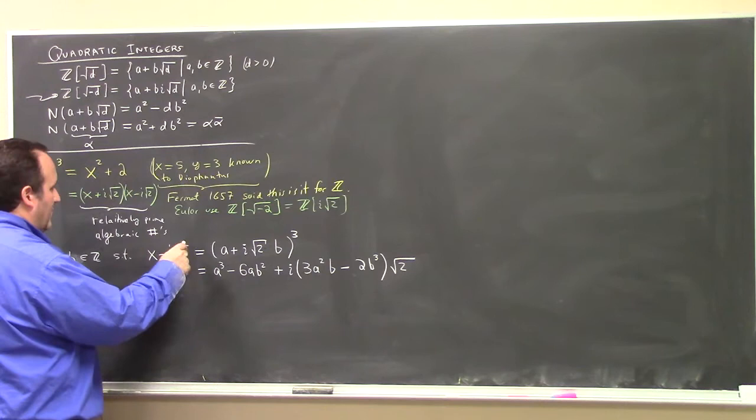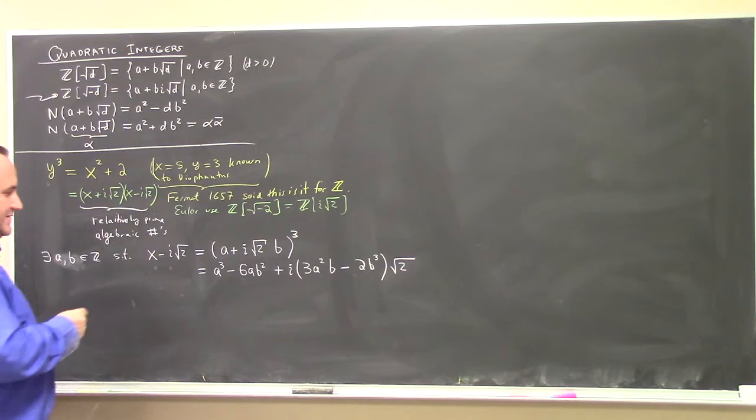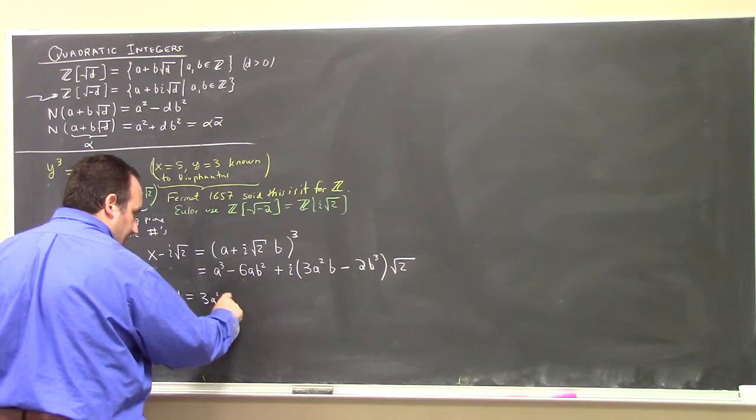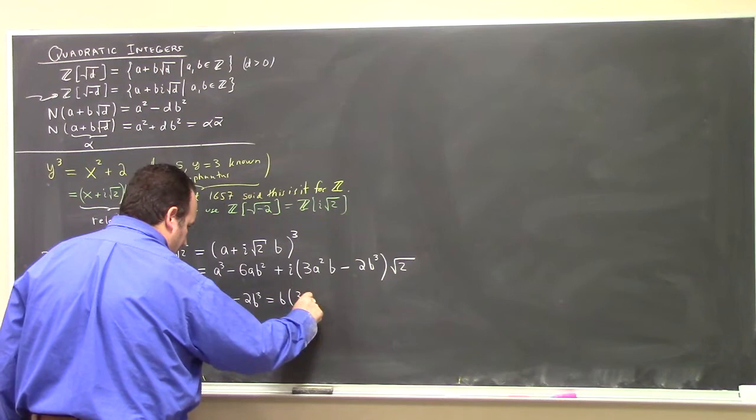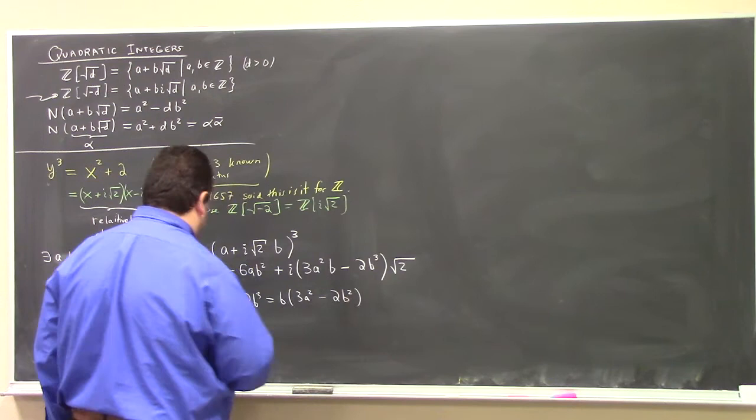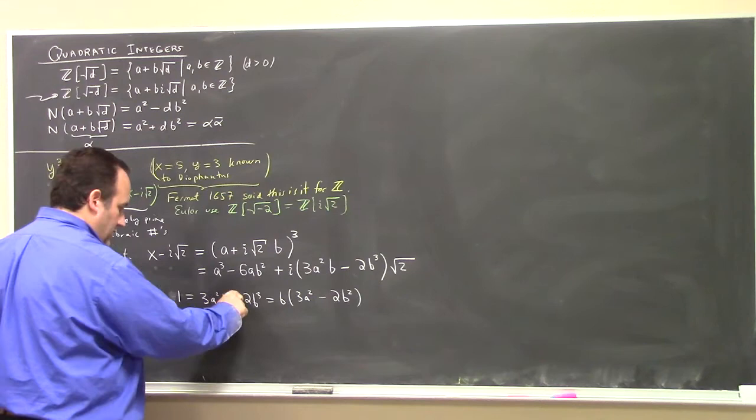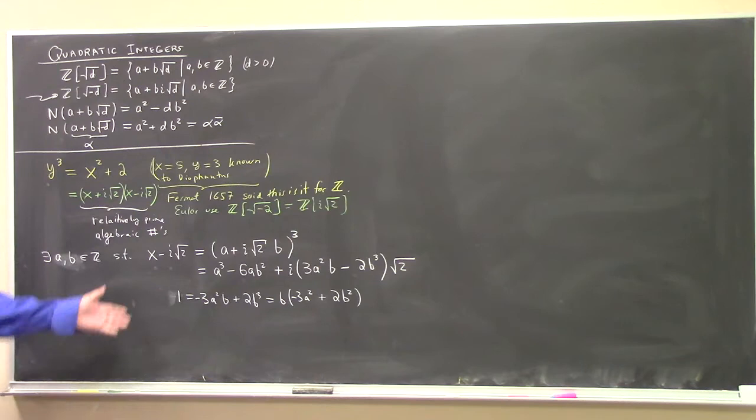And that's actually very interesting, because that says that minus 1 is equal to 3a squared b minus 2b cubed, which is, by the way, b times 3a squared minus 2b squared. What does that say? Let's put the minus 1 over there. Okay, there it is. This says b is a divisor of 1.